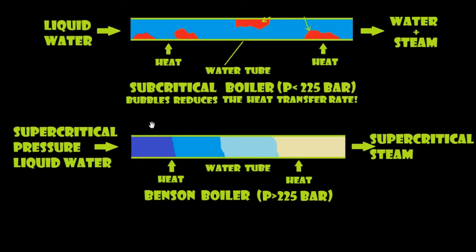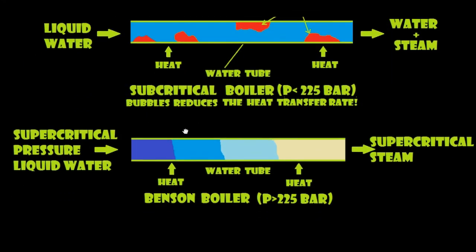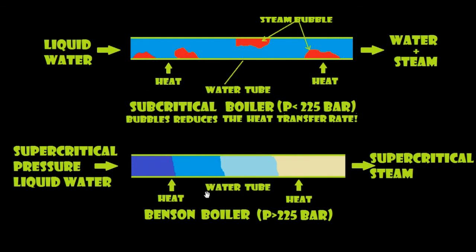Since it is supercritical pressure, there is no bubble formation inside the water tube. This is the water tube of Benson boiler. Okay, pressure is greater than 225 bar. So you can see the liquid water is entering with supercritical pressure, and this is the addition of heat from outside, and ultimately it is coming out in the form of supercritical steam.